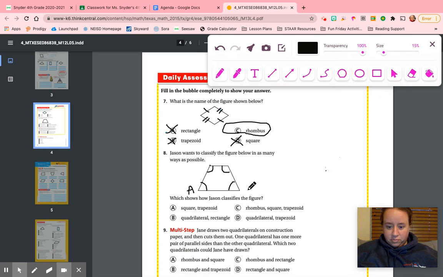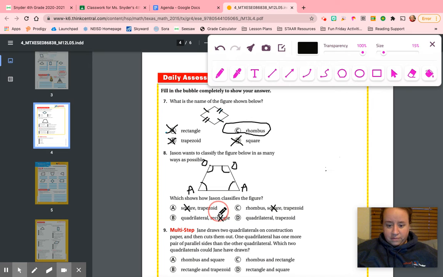Acute, there we go. This one would be acute, and these on top are obtuse angles. So none of them are right angles. Everywhere you see square, you can take that out, and everywhere you see rectangle, you can take that out.